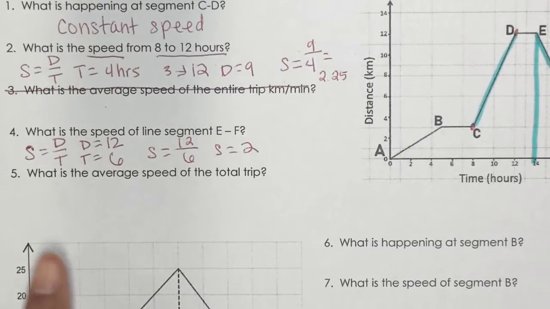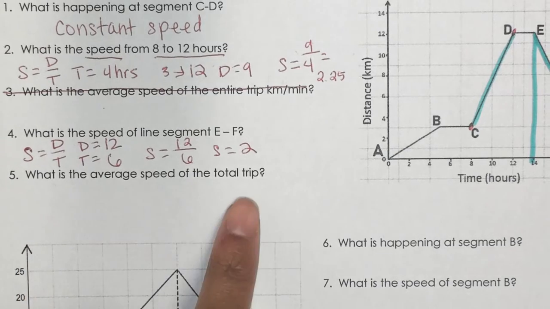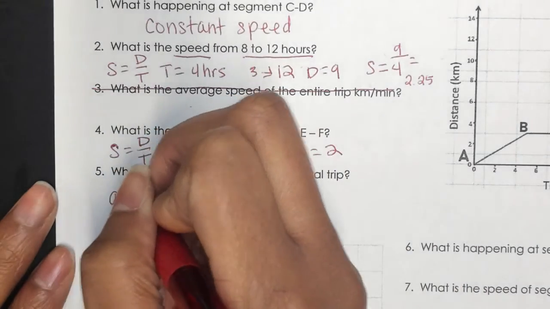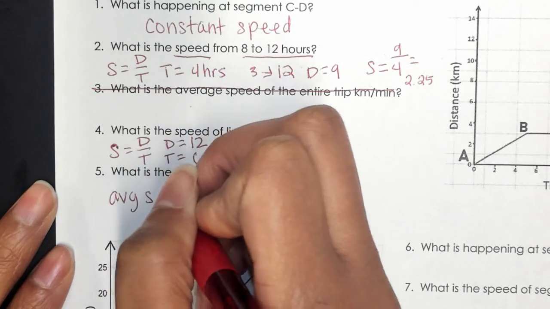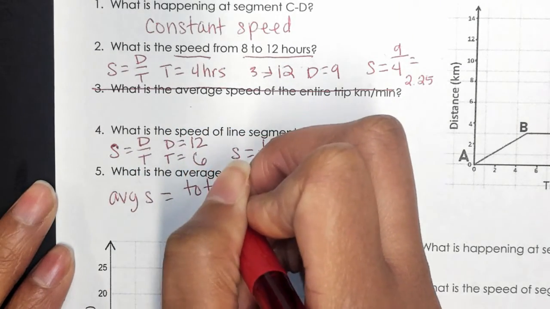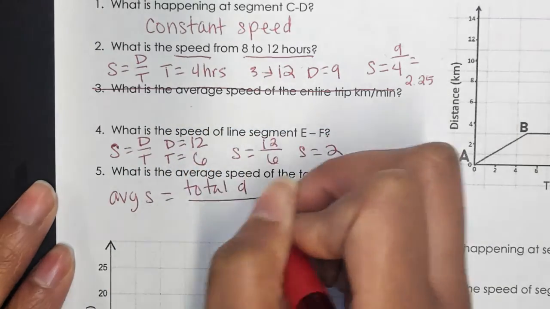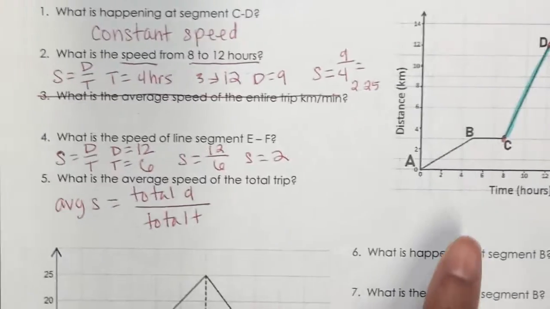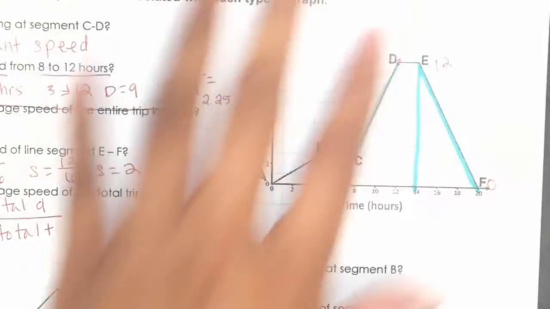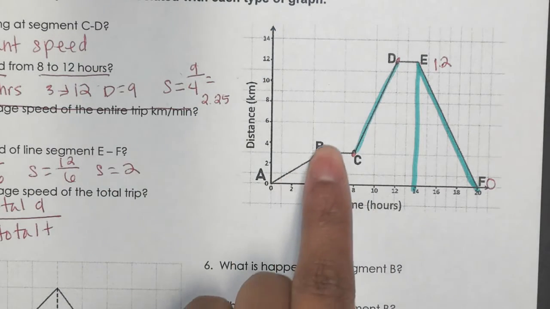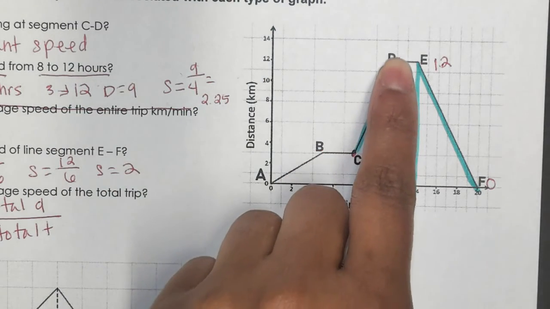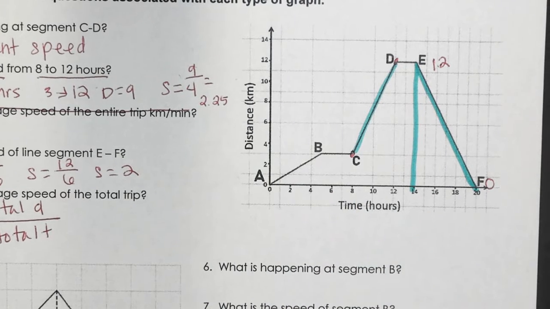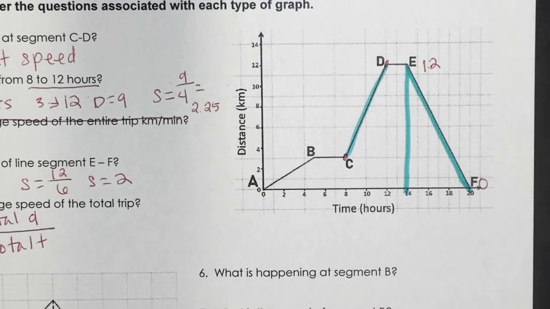Alright. Number 5, what is the average speed of the total trip? So if you need average speed, that is equal to my total distance over the total time that it took me. Now you have to calculate the total distance. How far did this person go? They walked to school, they stayed at school, they went to a friend's house, they stayed there, and they walked all the way back home. You need to know how far they walked for the whole thing.